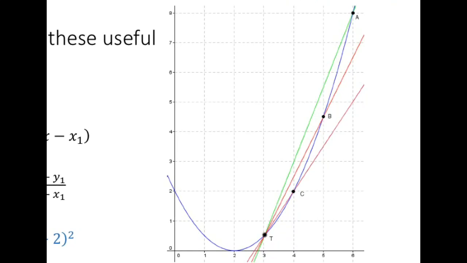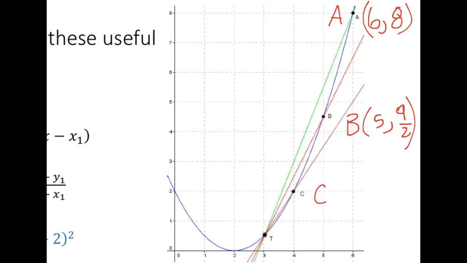Let's make them a little easier to use. Let's go ahead and mark A as the point (6, 8). That is A. Let's mark B as the point (5, 4.5), which I'm going to write as 9/2. And the point C, which is (4, 2). And finally the point T, which has the coordinates (3, 1/2).